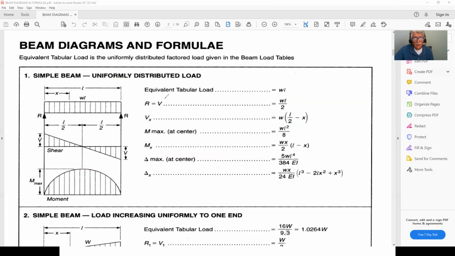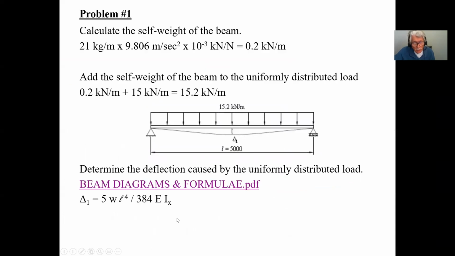So in our case, we're going to be using this formula here, 5wL⁴ over 384EI. Here's our equation. Now I put Ix, guys, because this is steel. When you're placing this beam, it would be placed like this, with the support here, and this here is what they call the X-axis. Therefore this is the stronger axis. In other words, this is called a flange, that's called a flange, that's called a web. So that's the strong axis.